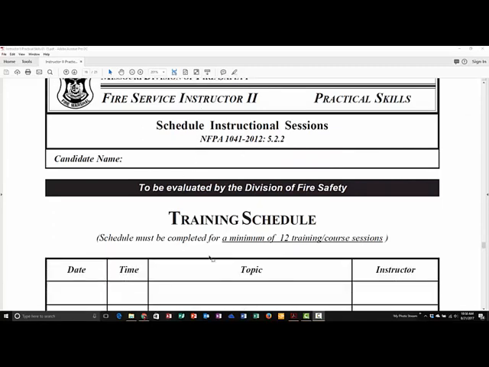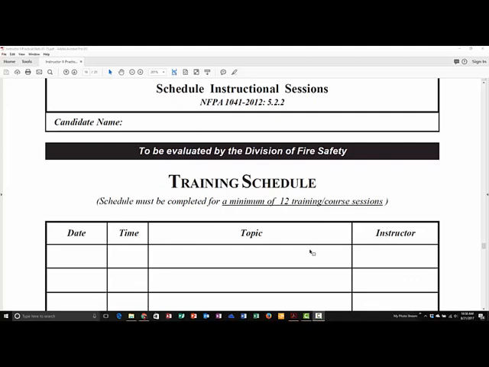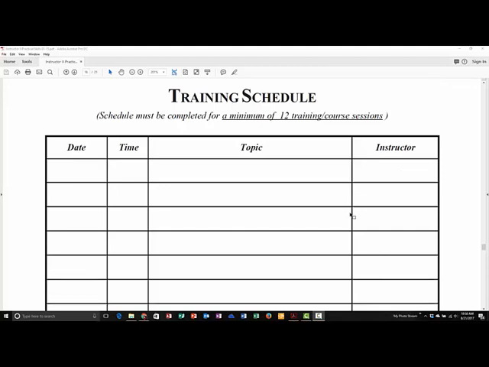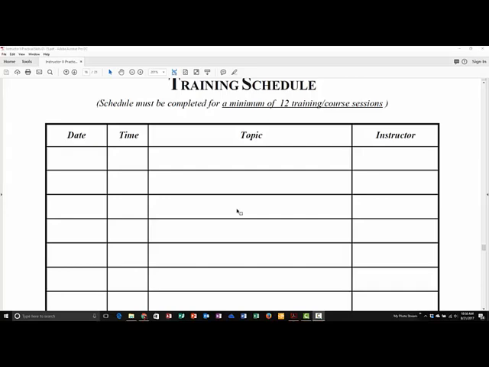Okay, so the schedule must be completed for a minimum of 12 training course sessions. It needs to include the date that it's scheduled, the time it's scheduled, the topic, and who's going to be the instructor. If it is not your job to schedule training for your department, just think about your policies and procedures about when you have training and schedule whatever you need to schedule.